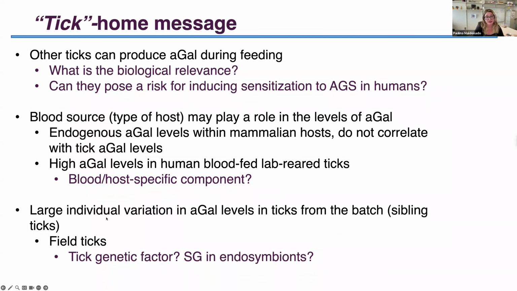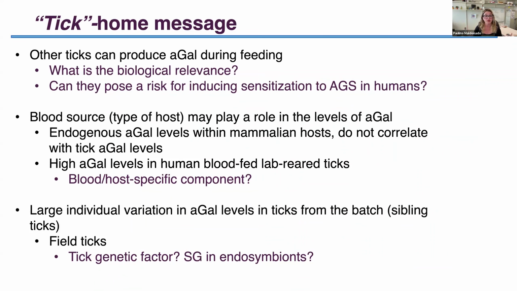And lastly, for this large individual variation, we have this hypothesis that it could be a genetic factor or an endosymbiotic bacteria. However, seeing this variation within the same batch of ticks, which are sibling ticks in the same cohort, makes me think that it might be something more environmental. This is why we really want to move forward and test field ticks.